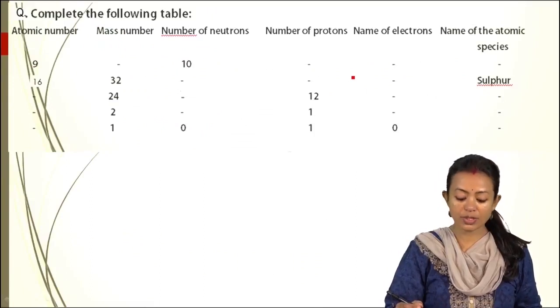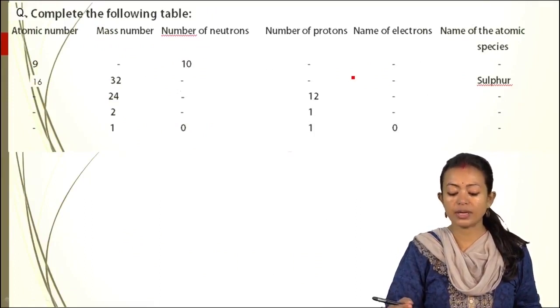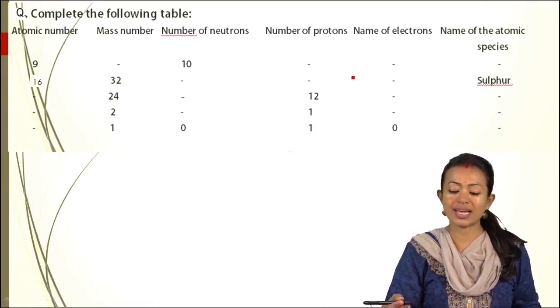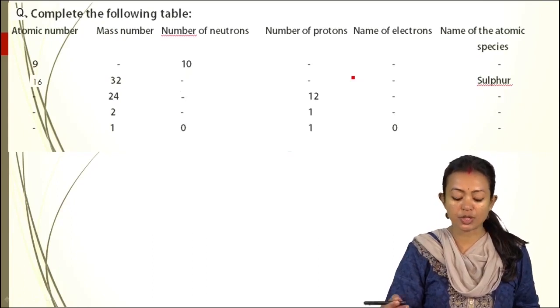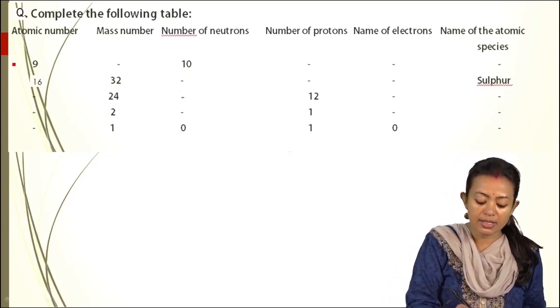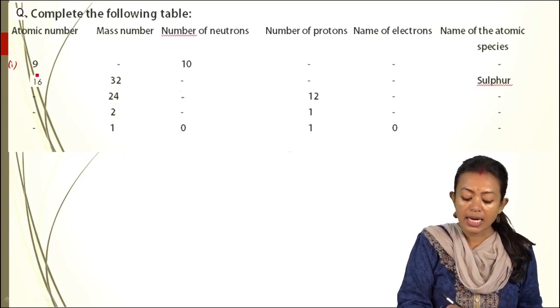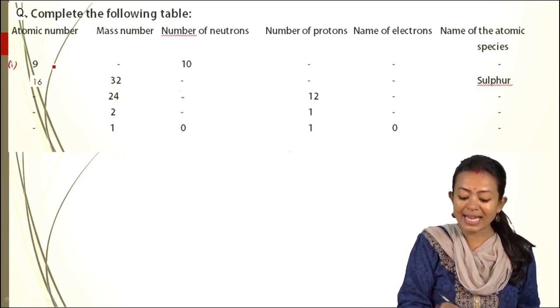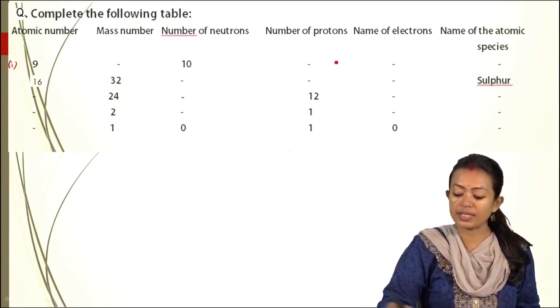Let's do this question. We need to complete the table. The atomic numbers are given, mass numbers are given, and we need to find out the number of neutrons, protons, electrons, and write down the name of the atomic species. So let's start with the first one. Atomic number is 9 and the number of neutrons is given. We need to fill in the blanks.